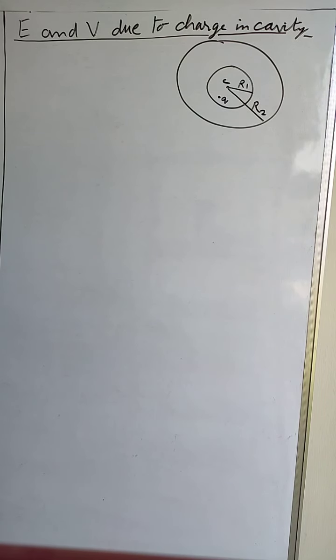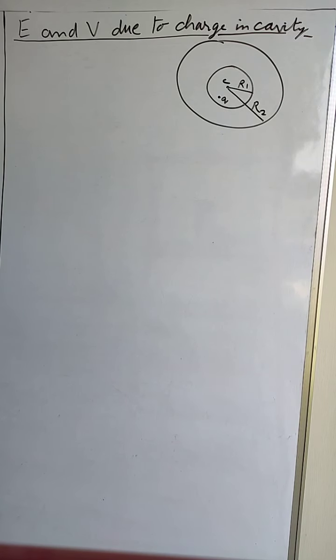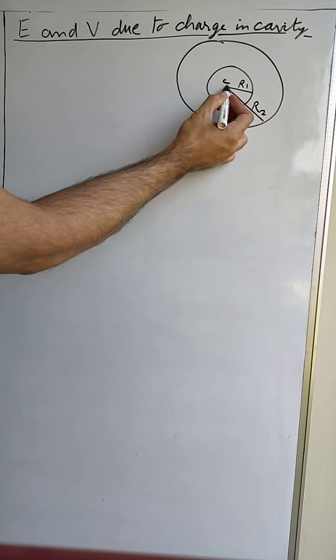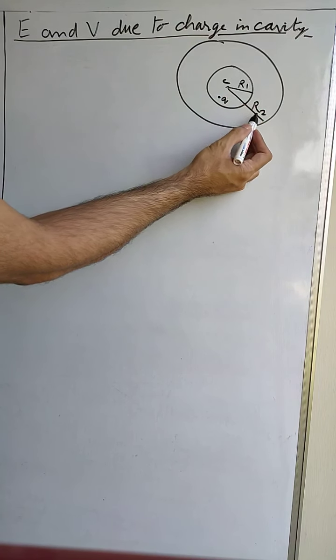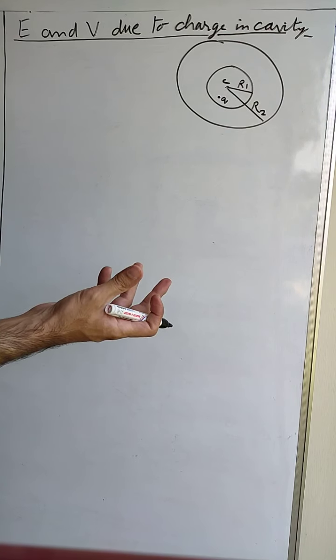Now in this video we will study about electric field and electric potential due to charge inside a cavity. Let us say we have a thick shell with center at C and inner radius R1 and outer radius R2. Now let us say we put a charge inside the cavity which is not at center.